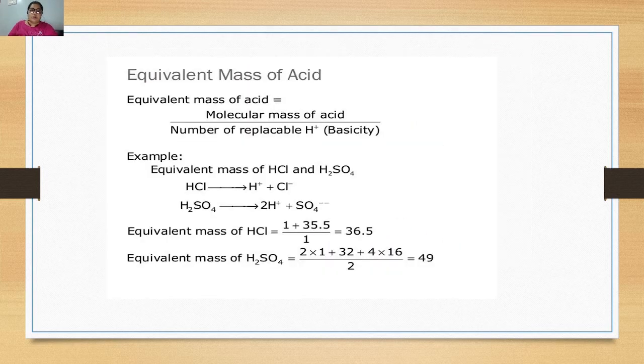For example, if we have to calculate the equivalent mass of an acid, then the equivalent mass of acid is equal to molecular mass of acid divided by number of replaceable H plus, that is the basicity of the acid. So here for HCl it is 1 because it has one H plus ion, so its basicity is 1, and the equivalent mass of HCl is 36.5. Equivalent mass of H2SO4 is the molecular mass of H2SO4 divided by 2 because it has 2 replaceable H plus ions, that is 49.